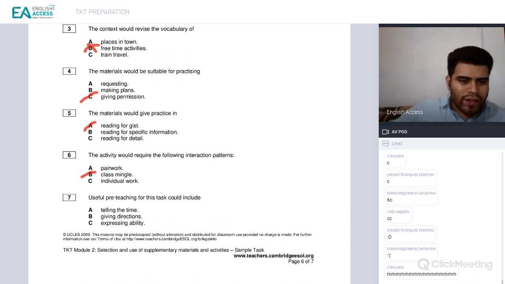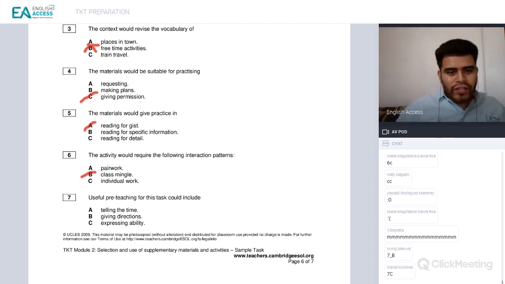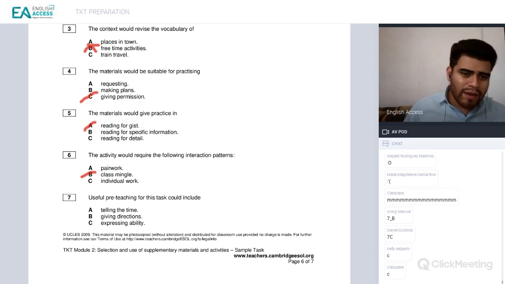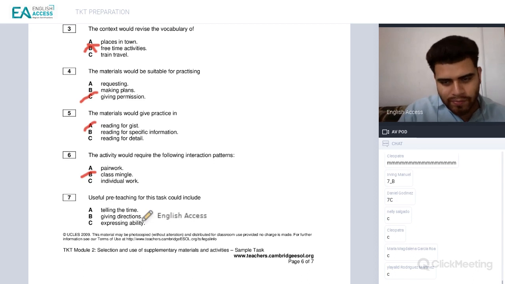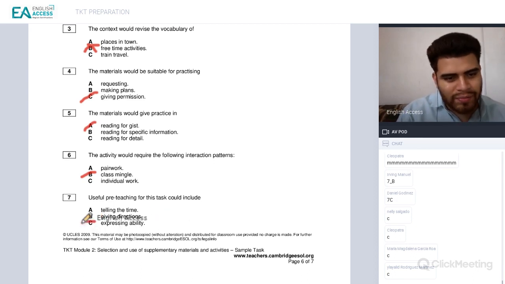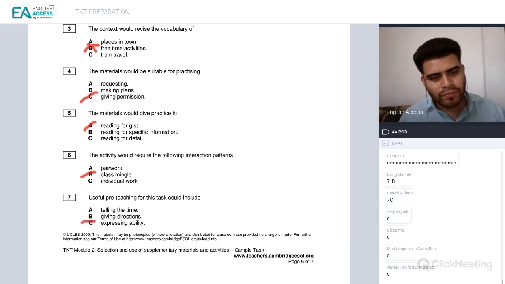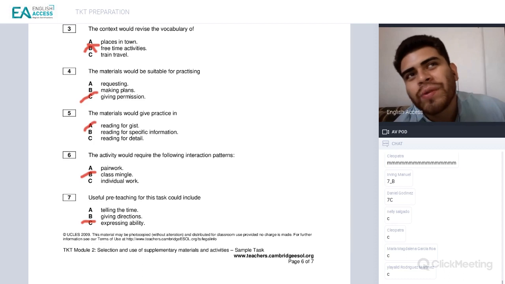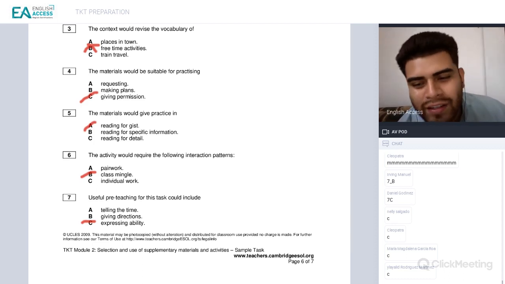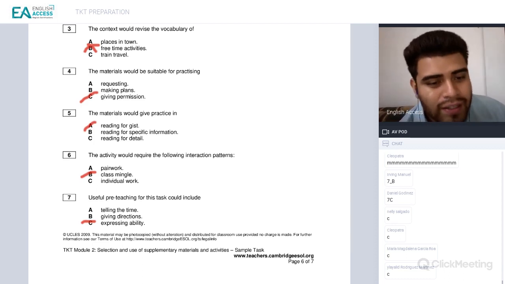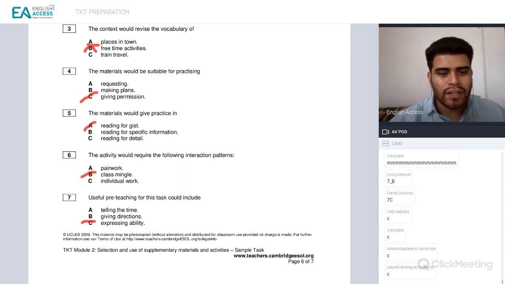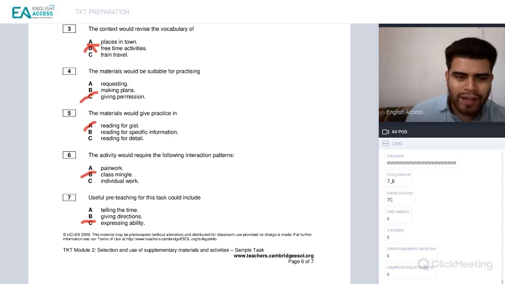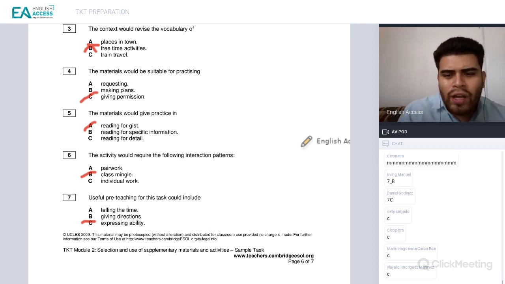And number 7, useful pre-teaching for this task could be telling the time, giving directions, or expressing ability. Yeah, expressing ability. We don't need to know I can swim or I can dance. That's not necessary. But telling the time and giving directions is essential. All right, excellent. Any questions with this?